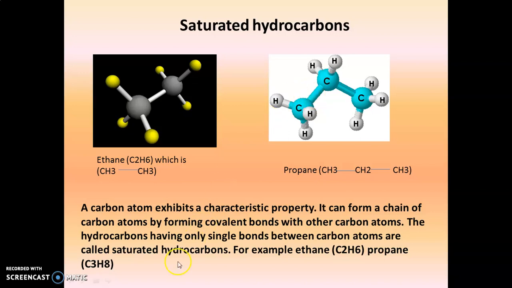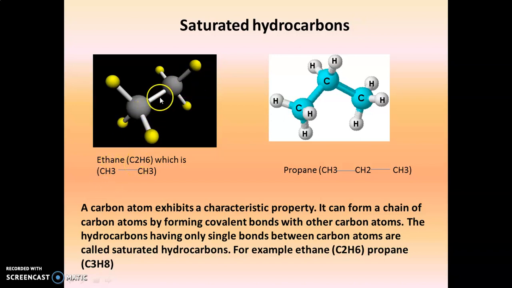The hydrocarbons having only single bond between carbon atoms are called saturated hydrocarbons. Now these are the hydrocarbons which have only single bond. So this is one carbon atom, this is another carbon atom, and this is a single bond. For example, we have ethane.